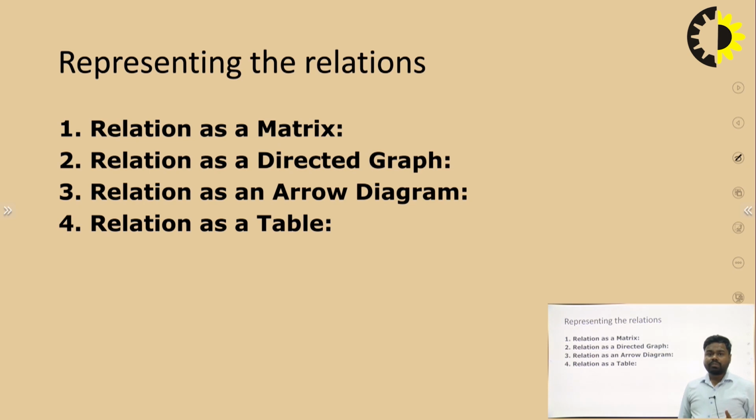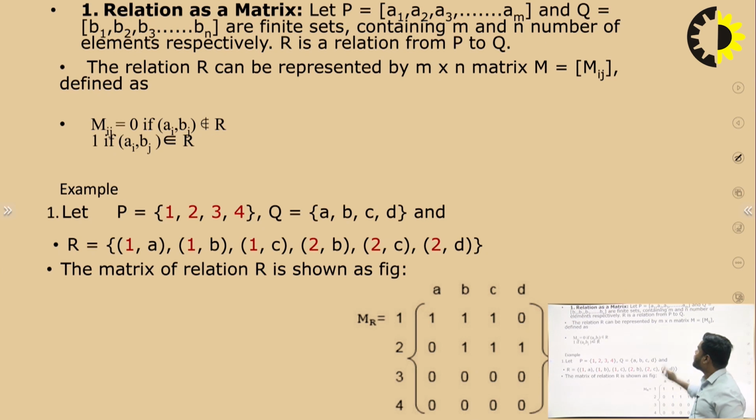Okay, next topic: how to represent our relations. There are 4 types to represent a relation. First is relation as a matrix, second is relation as a directed graph, third is relation as an arrow diagram, and fourth is relation as a table. Our first type is relation as a matrix.